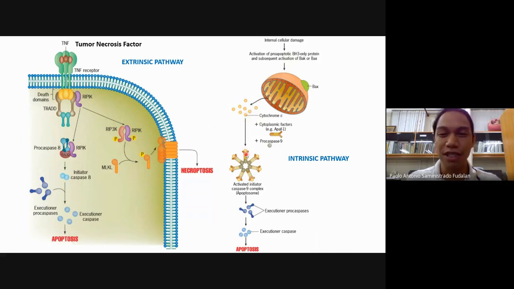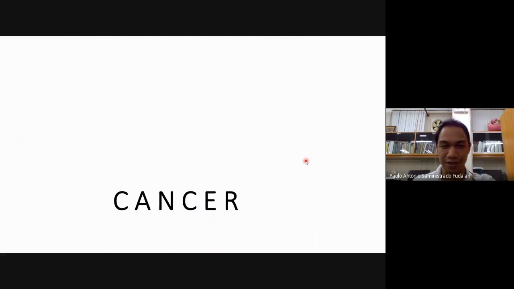The cytochrome C will cause a signal transduction that will ultimately activate executioner caspases, and then apoptosis will happen. So this one is an intrinsic pathway. So we have an extrinsic and an intrinsic pathway for apoptosis.